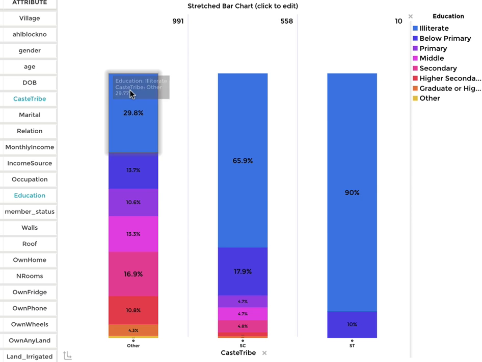Look at the illiterate proportions in these three groups, especially these first two, and see how you get larger proportions of the more educated groups in the Other than in the caste, and larger proportions in the less educated groups, illiterate, below primary and primary school, in the caste and tribe, as opposed to in the Other group.